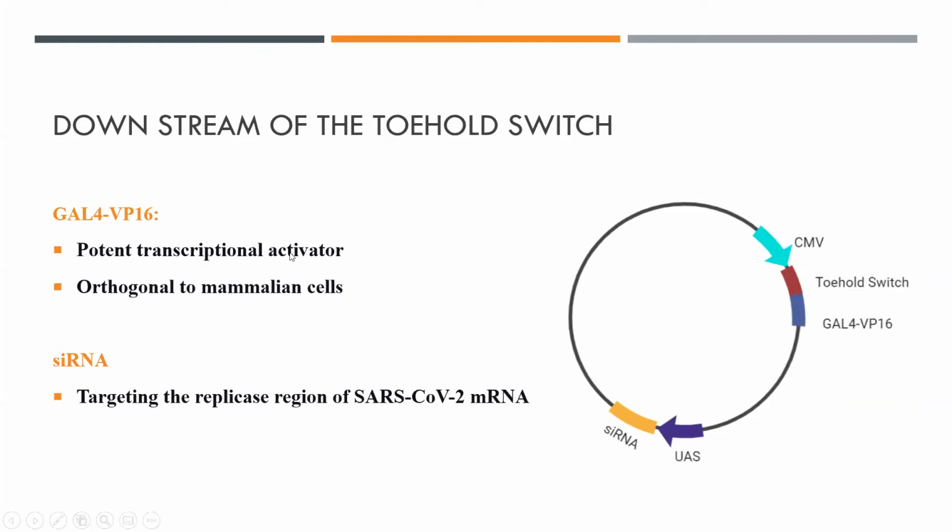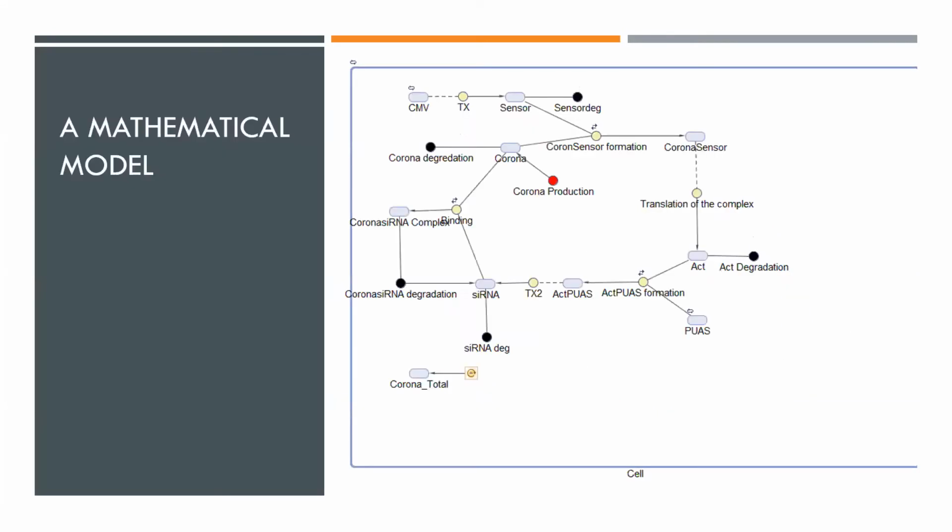This activator is a potent transcriptional activator, and it's orthogonal to mammalian cells. So this is to ensure that there are minimal to no crosstalks in our system. The Gal4VP16 basically has a downstream promoter, which is the UAS. This UAS controls the expression of our short interfering RNAs, which are targeting the replicase region of SARS-CoV-2, thereby inhibiting the growth and interfering with the replication cycle of this virus. So that's it for the circuit.